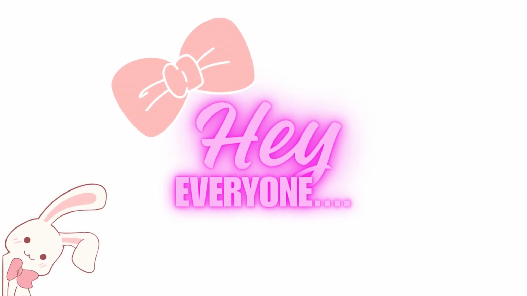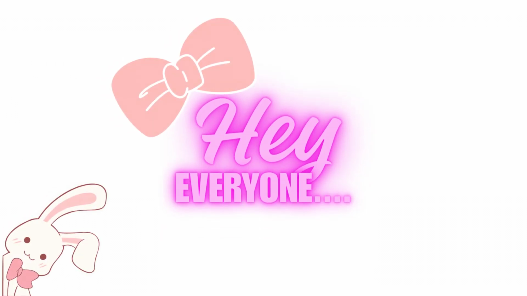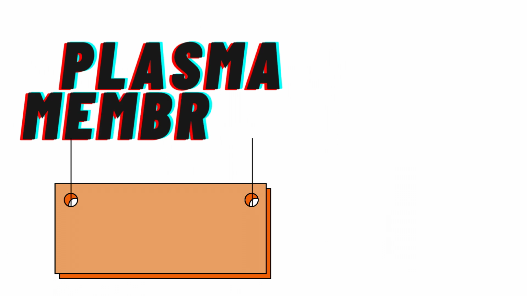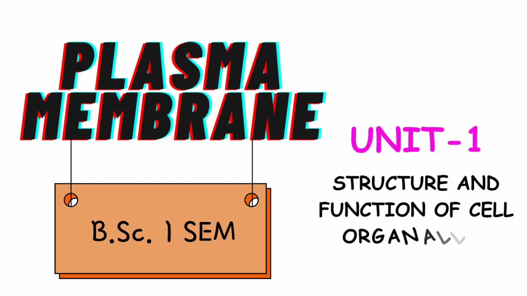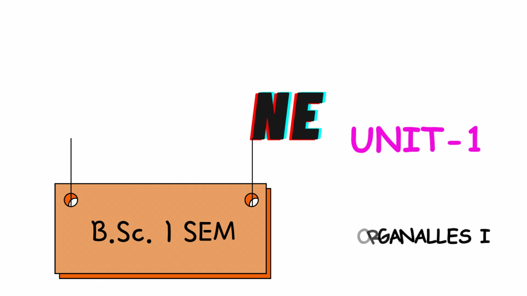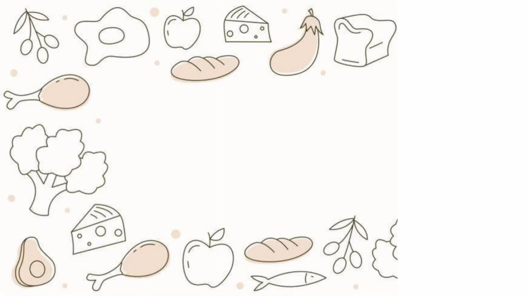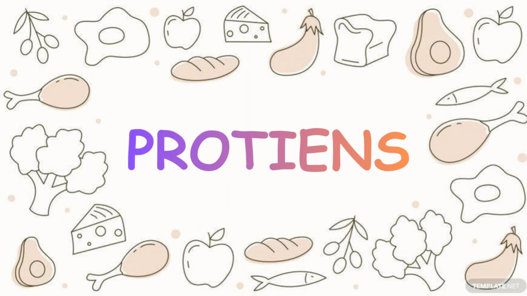Hi everyone. In this video we will study about plasma membrane and I'm covering B.Sc first sem Unit-1 which is Structure and Function of Cell Organelles Part 1. Today we will cover the topic proteins which is the part of the chemical composition of plasma membrane.